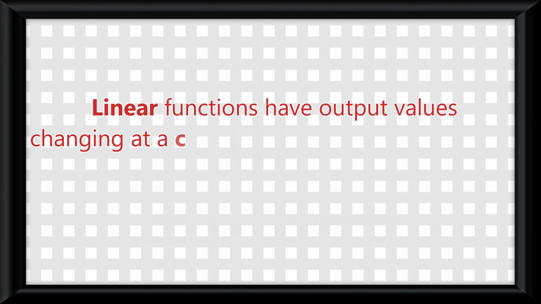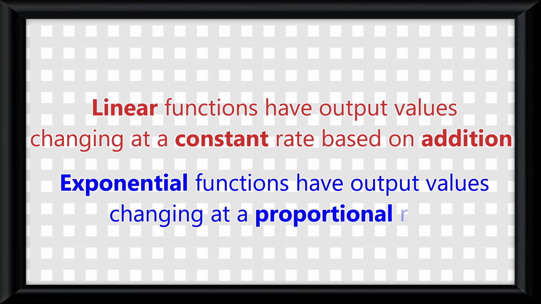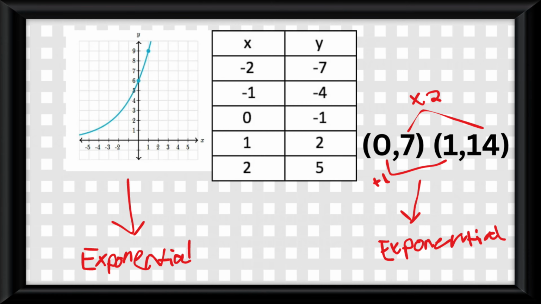Well, here it is. Linear functions have output values changing at a constant rate based on addition, and exponential functions have output values changing at a proportional rate based on multiplication. Which is why if you see a graph, table, or even just 2 points, you should be able to tell me whether it is exponential or linear. Exponential functions themselves are a next video.